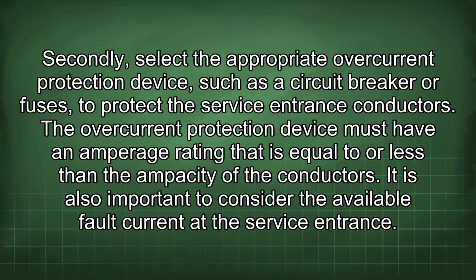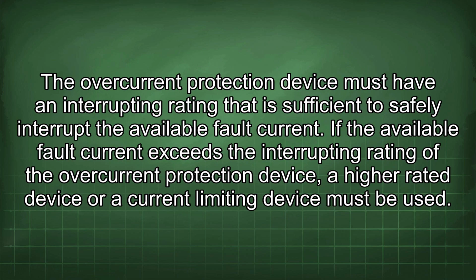The overcurrent protection device must have an amperage rating that is equal to or less than the ampacity of the conductors. It is also important to consider the available fault current at the service entrance. The overcurrent protection device must have an interrupting rating that is sufficient to safely interrupt the available fault current. If the available fault current exceeds the interrupting rating of the overcurrent protection device, a higher rated device or a current limiting device must be used.